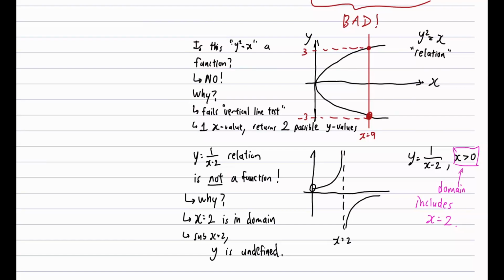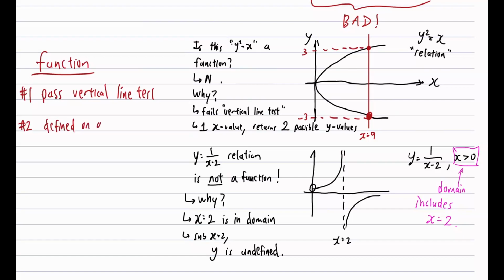So this brings up the second point about a function. A function depends on the domain. And a function must pass the vertical line test. Okay, the 2 key ideas. This is key idea number 1: a function must pass the vertical line test. One x returns one y. And the second rule is it must be defined on all x values in the domain.